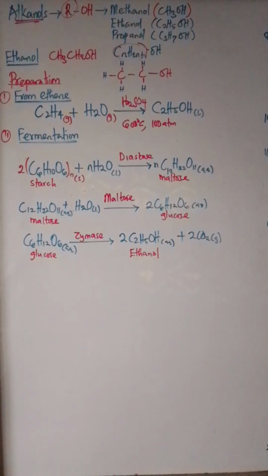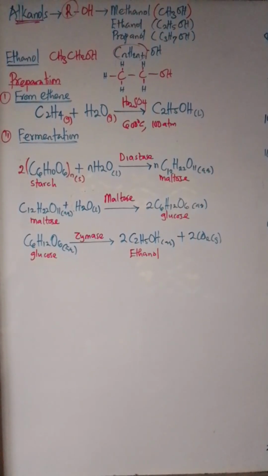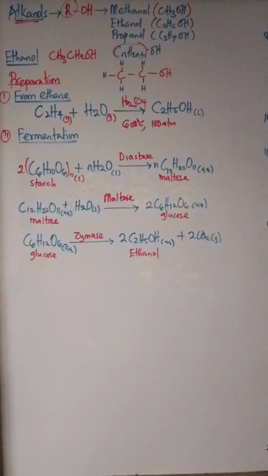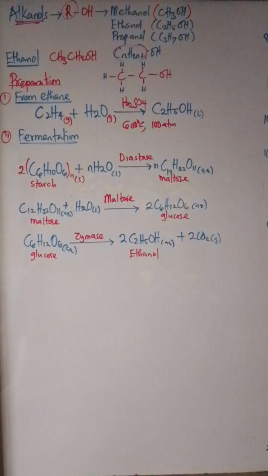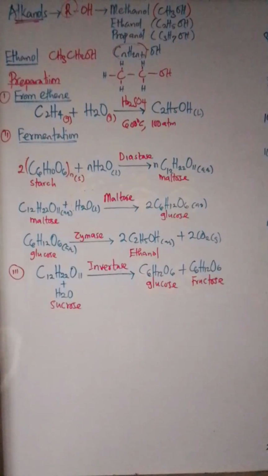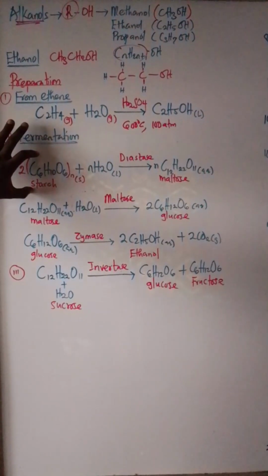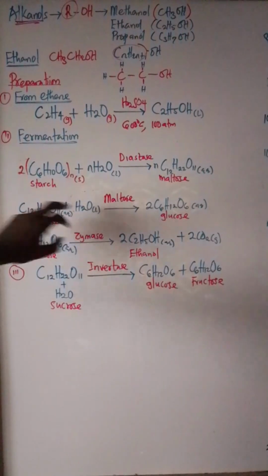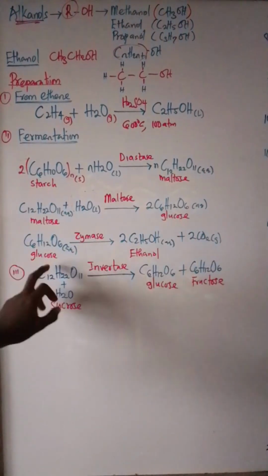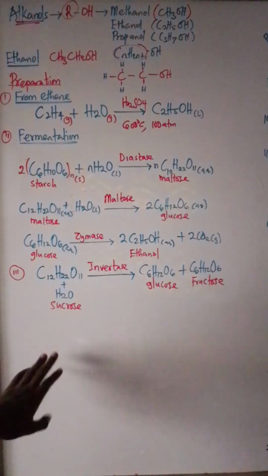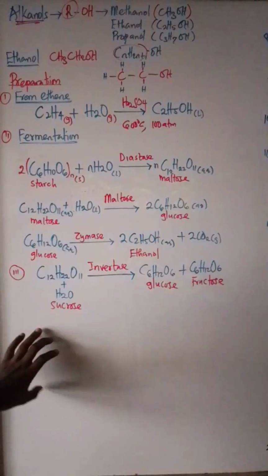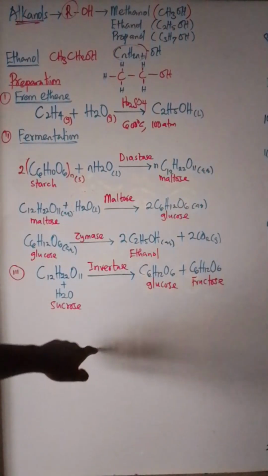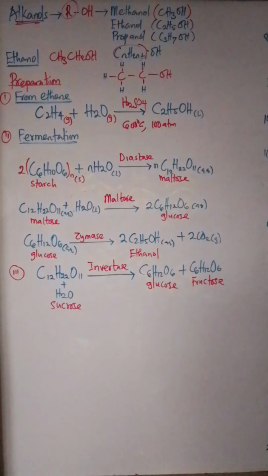We can also get ethanol from sucrose. From sucrose, in the presence of the enzyme invertase, sucrose can be converted to glucose and fructose. And this glucose and fructose are isomers, so we call them isomeric sugars. So either from starch we get maltose, and from maltose, with the presence of maltase, we get glucose. This glucose, zymase will allow it to turn towards ethanol. Or directly from sucrose, using invertase, we get glucose and fructose. So this glucose can be acted upon by the enzyme zymase.